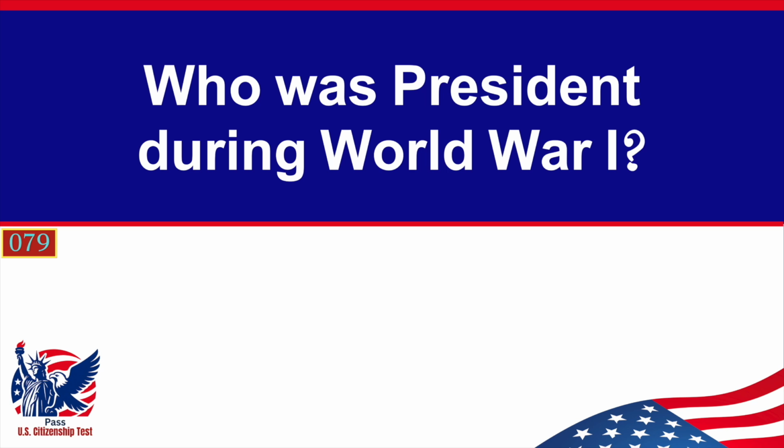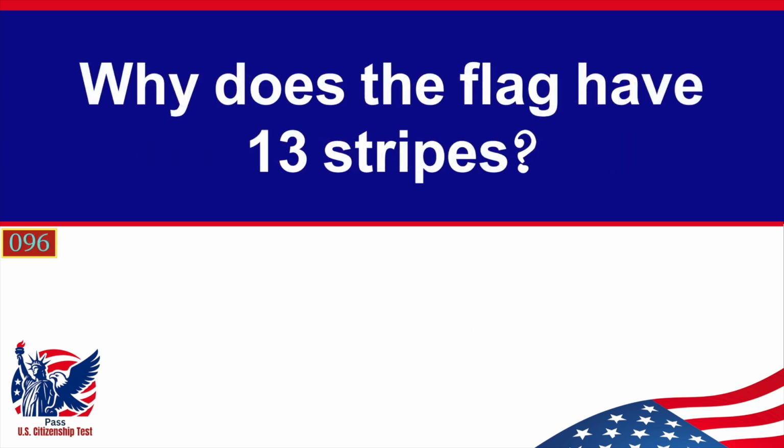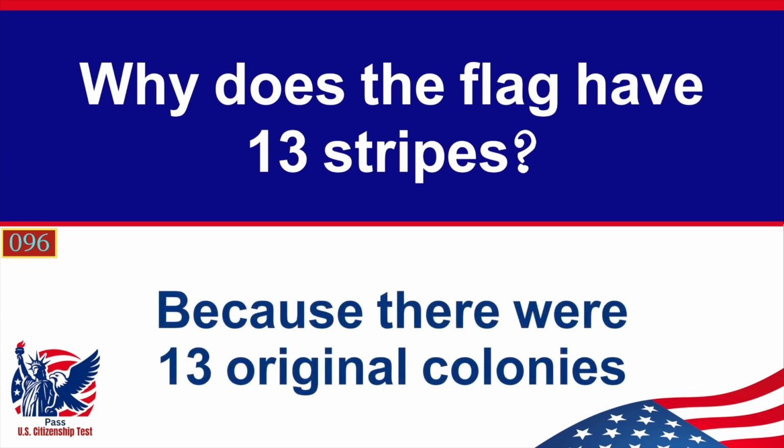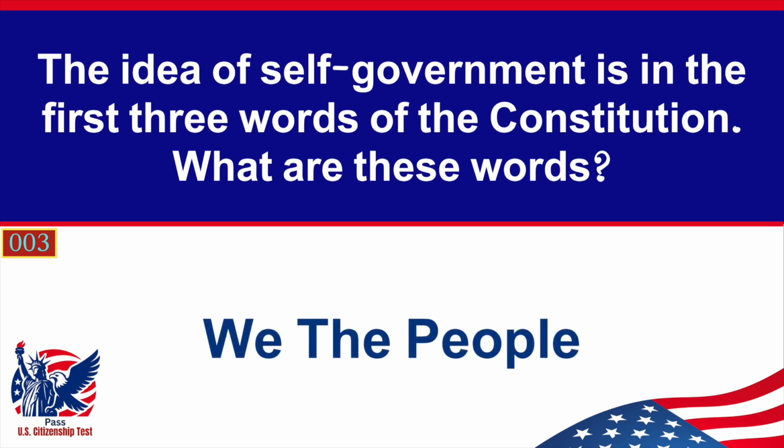Who was president during World War I? Woodrow Wilson. Why does the flag have 13 stripes? Because there were 13 original colonies. The idea of self-government is in the first 3 words of the Constitution. What are these words? We the people.